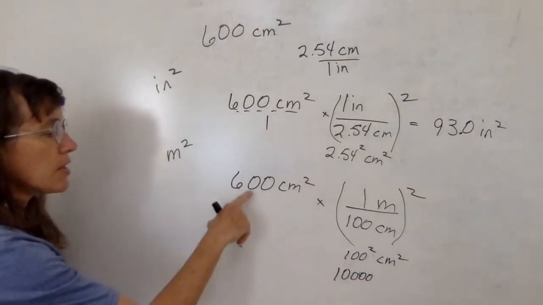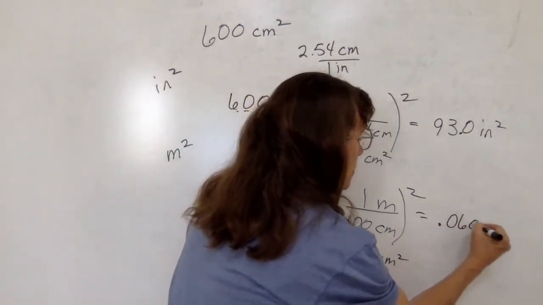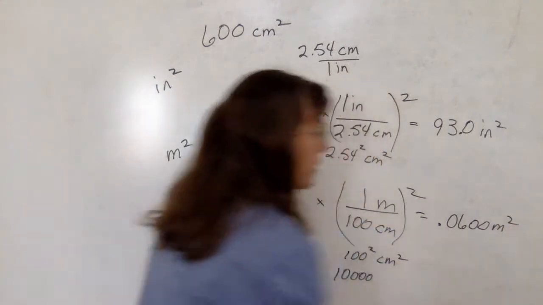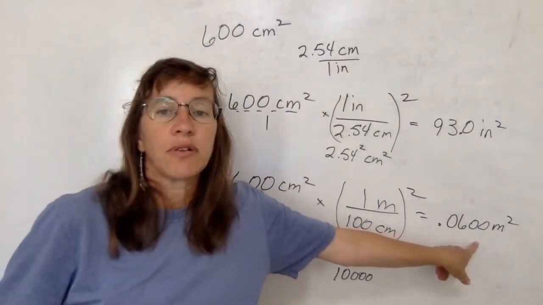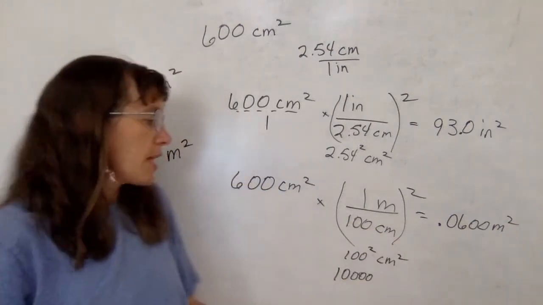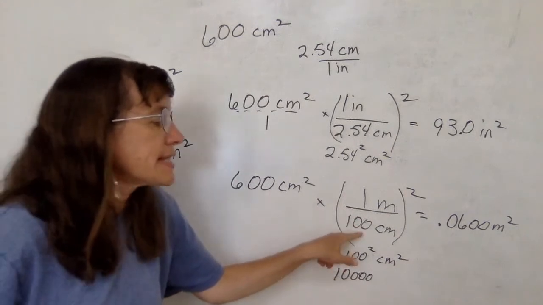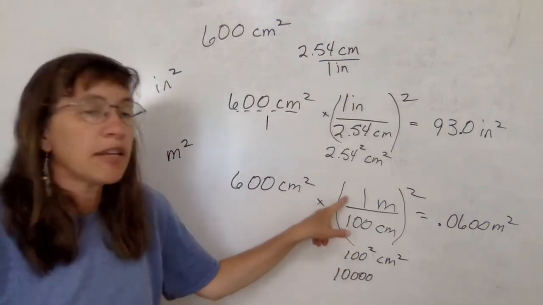And so then when you go ahead and divide that out, you'll get 0.0600 meters squared. Again, we include those 2 zeros there so that we have a 3 sig fig answer, the same thing as we started with. This right here is an accurate definition. There are exactly 100 centimeters in a meter.